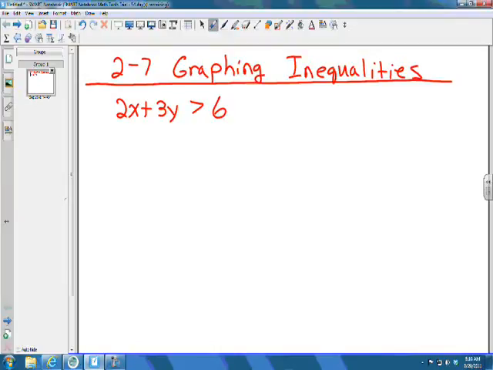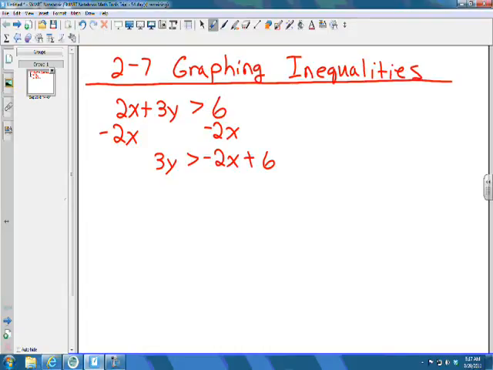So if we were solving this for y, what would we have to do first? Not the y-intercept. Solving for y. Getting y by itself. What's got to move? 2x. So we subtract that from both sides, which would leave us with 3y is greater than negative 2x plus 6. And why do we put the x first? Slope-intercept form. That's what we're trying to do here.